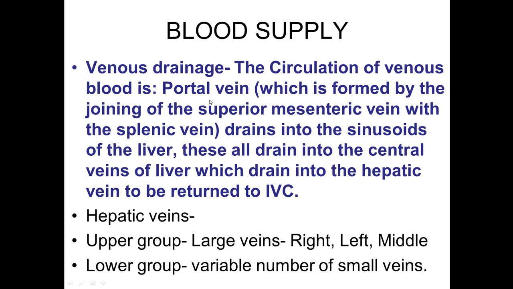It is very easy. Venous drainage is through the interlobular veins, then the sinusoidal veins of the liver, then the central veins, then the hepatic veins, and finally into the IVC, the inferior vena cava. This is the whole scheme of the drainage of venous blood. Hepatic veins are of two groups, upper and lower. The upper group is the larger veins: right, left and middle. The lower group is constituted by a variable number of small veins.